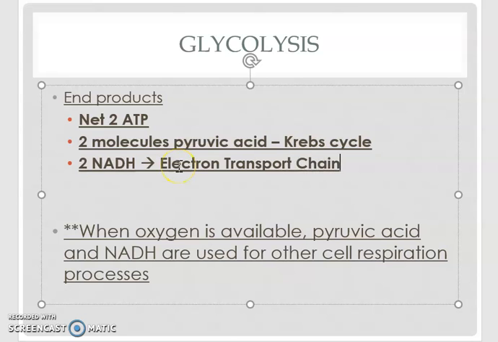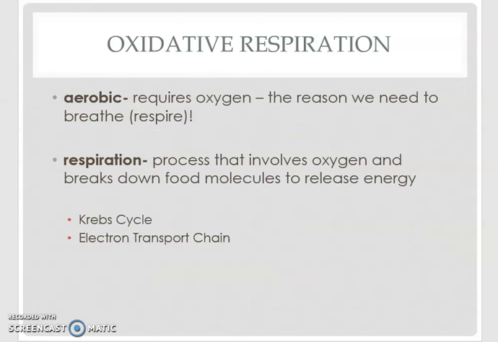If oxygen is available, then pyruvic acid and NADH are going to be used for these other cell processes. If oxygen isn't available, then it'll go through a process called fermentation. For this next bit, we'll assume that we're going to have oxygen present, and so we'll have oxidative respiration. This means basically that it requires oxygen, and respiration is the process that involves oxygen and breaks down food to release energy. Oxidative respiration includes the Krebs cycle and the electron transport chain.